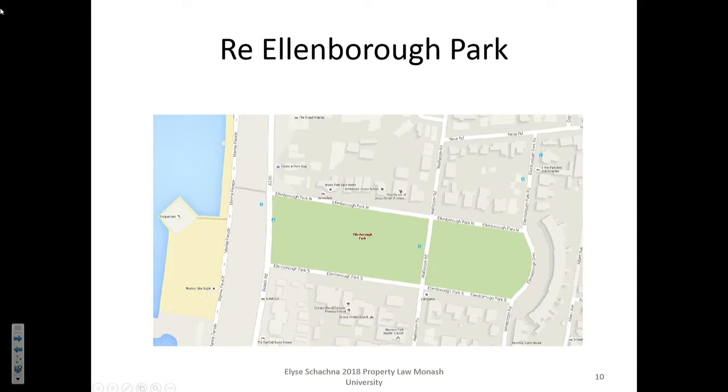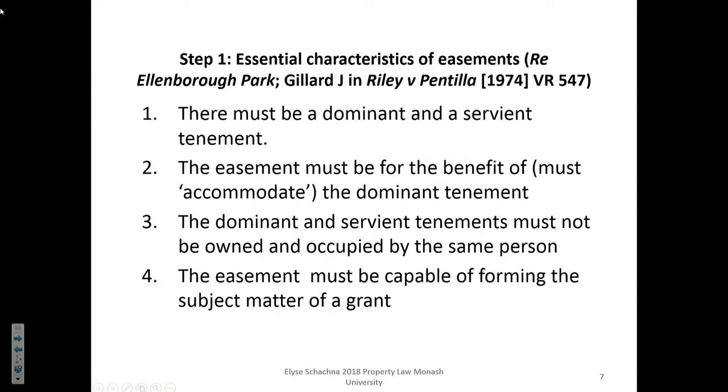So the court had to look to whether there was a valid easement or not. So did the landowners, did those lot owners surrounding the park have an easement to use and enjoy the park? And the court stated that there were 4 elements that needed to be satisfied if this was a valid easement. And I mentioned them before when we look at that original slide here, 1 to 4. The court stated that, as I mentioned, there were 4 elements, but here characteristics 1 and 3 weren't an issue. Yes, there was a DT and an ST, and no, they weren't owned by the same person.